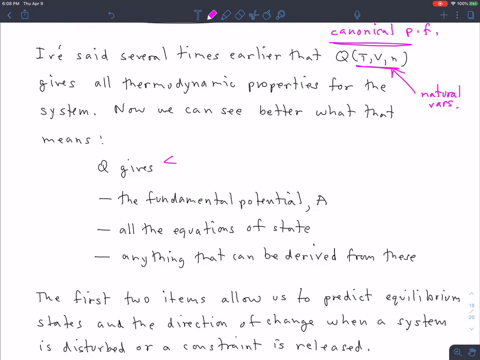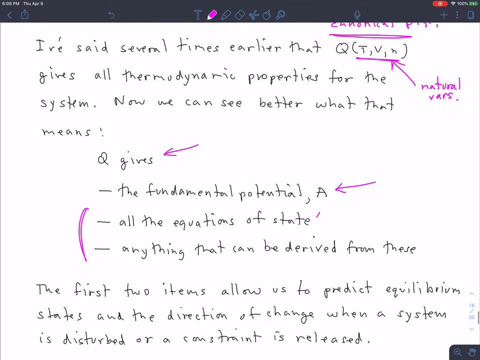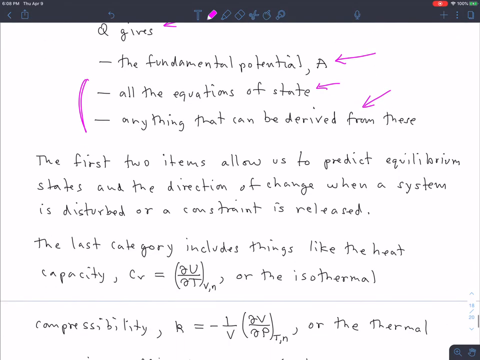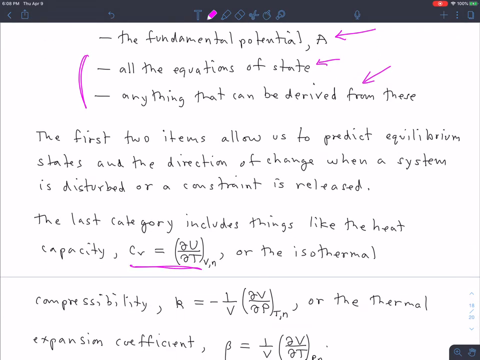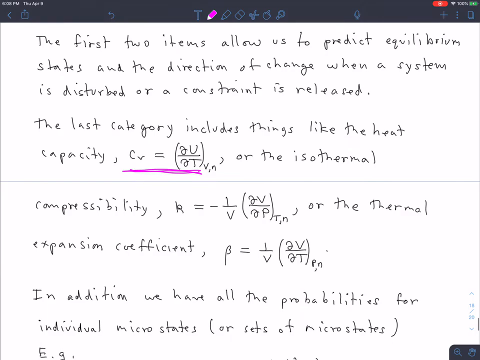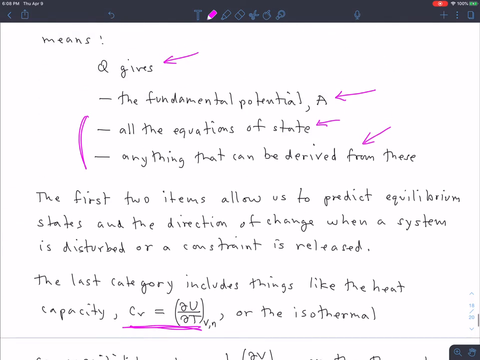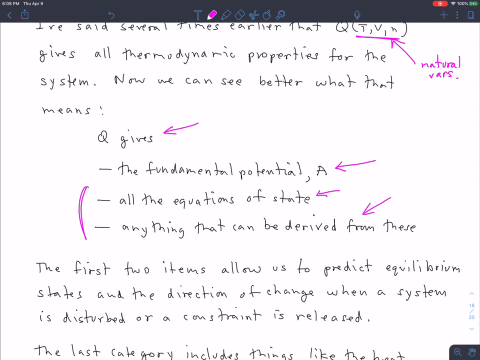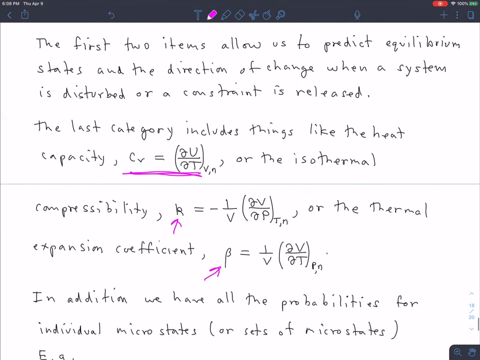In the calculation above, the partition function has given us, first of all, the fundamental potential. And from that fundamental potential, we've been able to get all that other stuff. We got all the equations of state. And once we have all the equations of state, we can derive a whole bunch of other things. For example, one of the things we did derive is the heat capacity. And if we wanted to, now that we have all the equations of state, we could get, for example, the isothermal compressibility or the thermal expansion coefficient or any other thermodynamic property that we like.